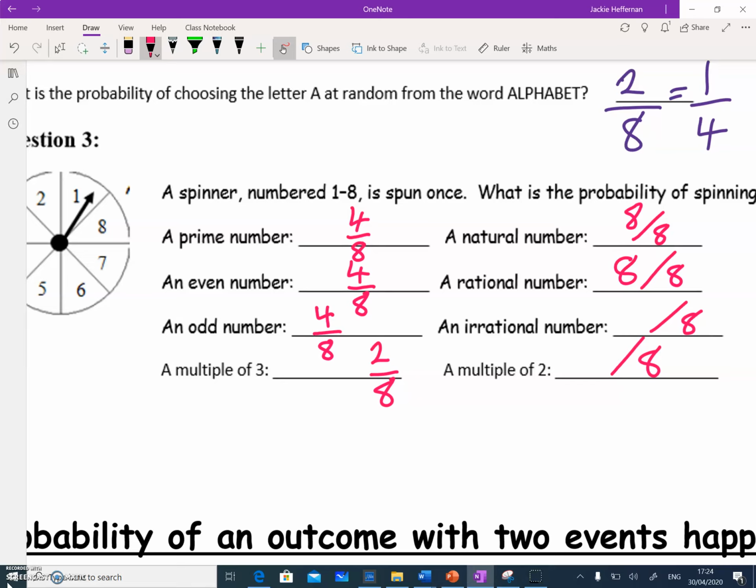If they're all rational numbers, that means none of them are irrational. And a multiple of 2, so 2, 4, 6, and 8. So 4 of them are multiples of 2. Okay, pause it if you need to.